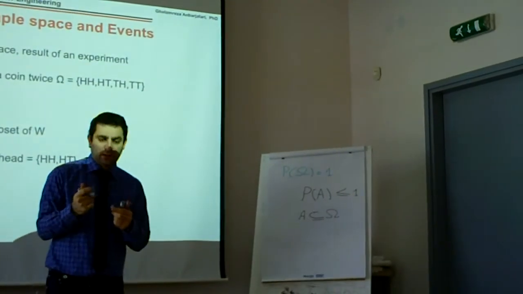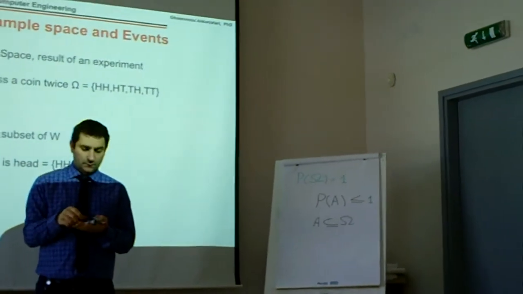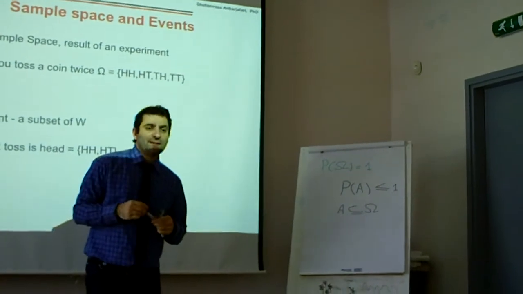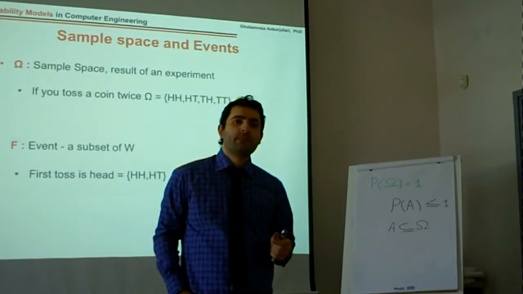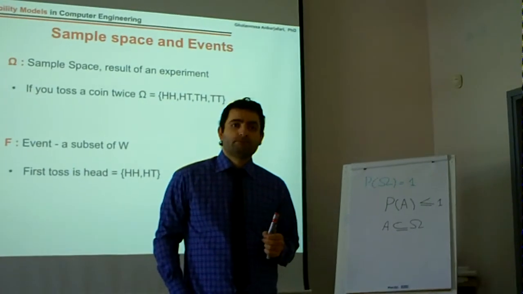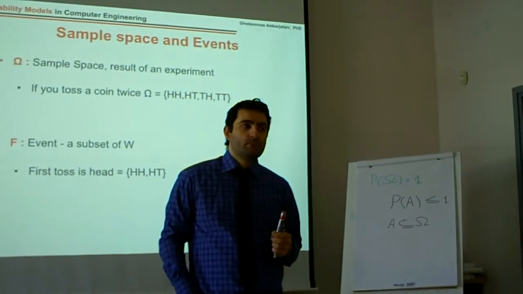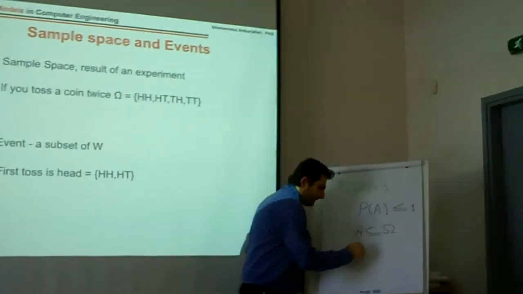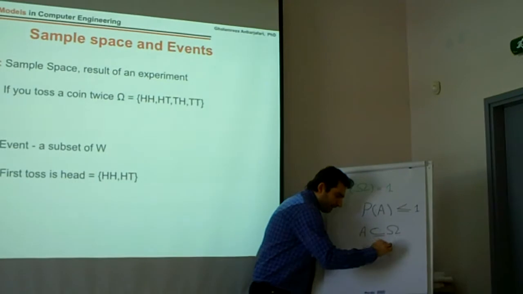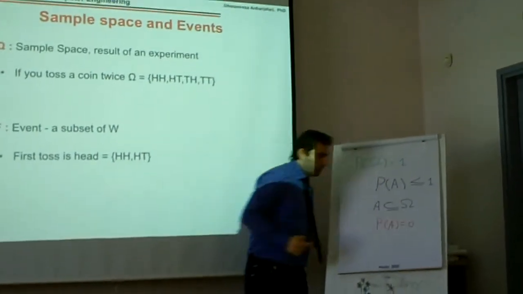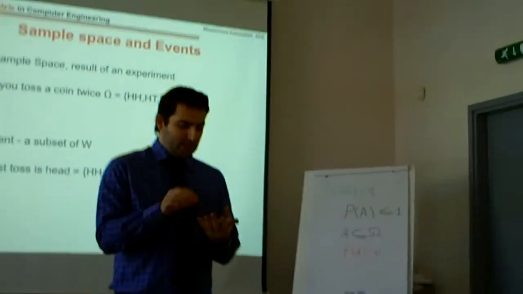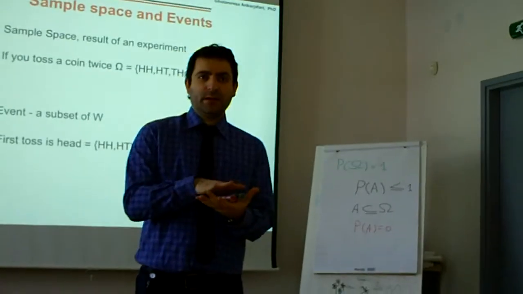Or we cannot have minus 0.5. What is the probability when it is negative? What does it mean? So let's define the equation like this. What does this mean? It means there is nothing to happen, right?